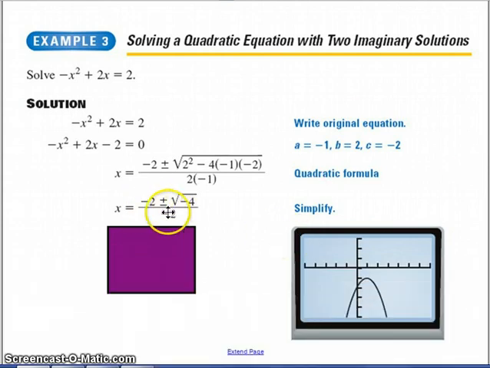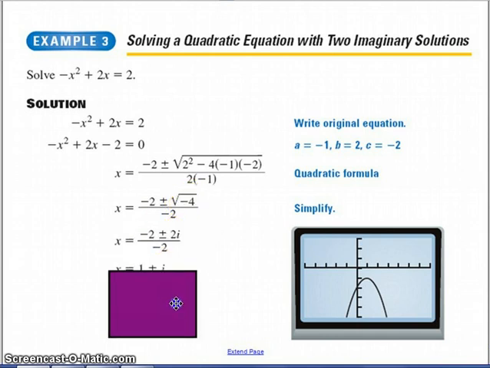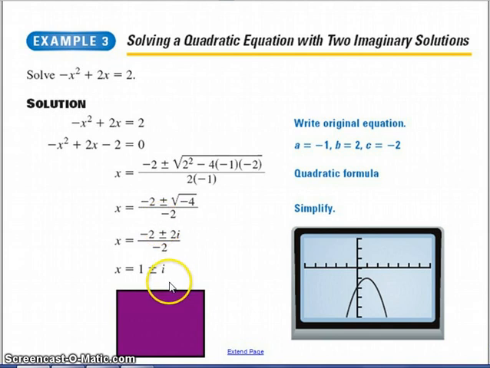And as you can see here, because I've got the square root of -4, I'm going to have 2i there, plus or minus 2i, as that says. Or simplifying down, I'm going to end up with x equals 1 plus or minus i. And if I graphed that, it would be a parabola that never actually touches the x-axis.